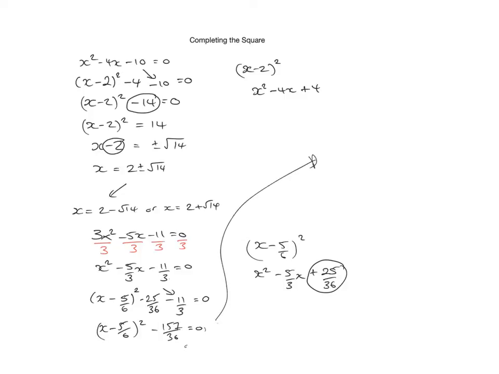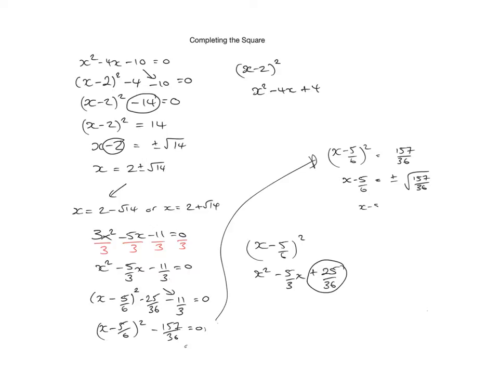As before, what we're going to do now is we're going to throw that across the other side. So we have x minus 5 over 6 all squared is equal to 157 over 36 on the other side. And now we're going to take the square root on both sides. So we take the square root on the left-hand side. The square disappears to leave us with x minus 5/6 is equal to, and don't forget the plus or minus, the square root of 157 over 36.